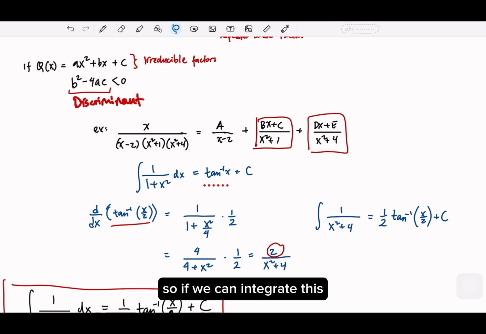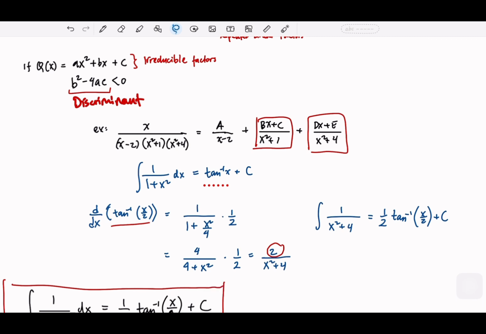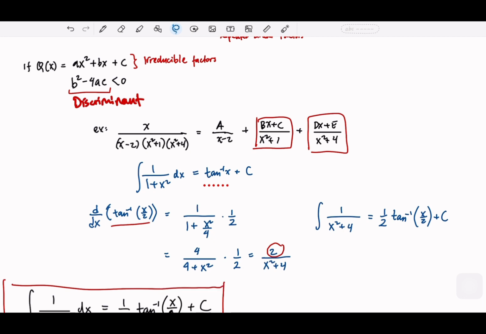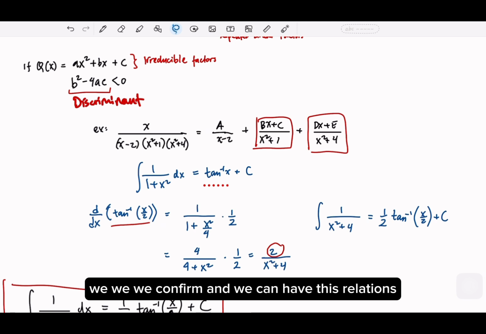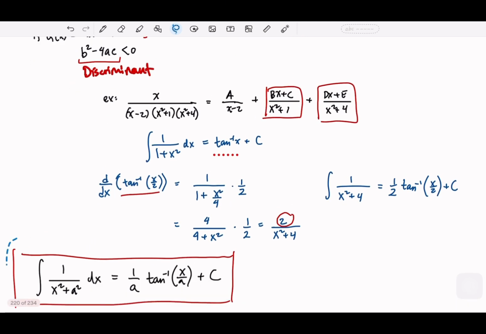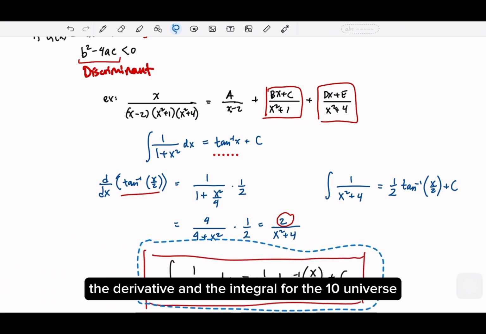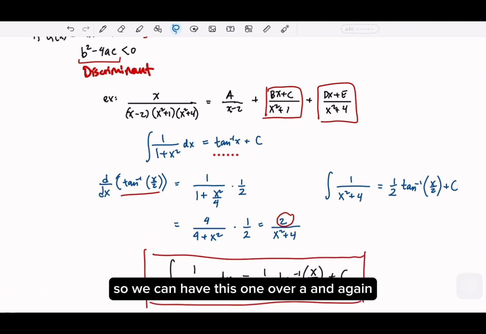So if we can integrate this, it will turn into this, right? So if we integrate this, we need to multiply with half. So half tangent inverse x over 2. Okay, so that is how we confirm, and we can have these relations based on the derivative and the integral for the tangent inverse. So we can have this 1 over a tangent inverse x over a.